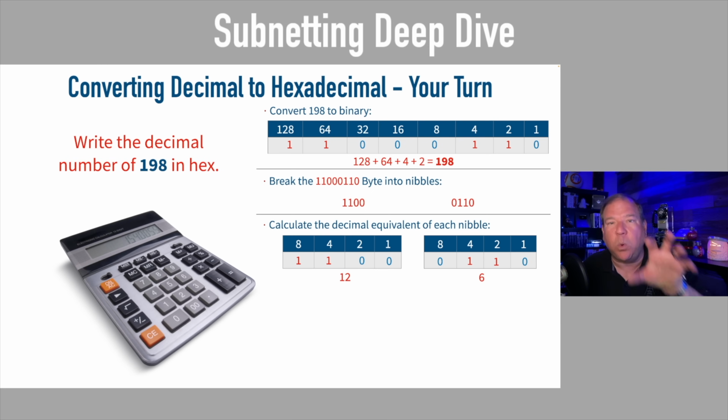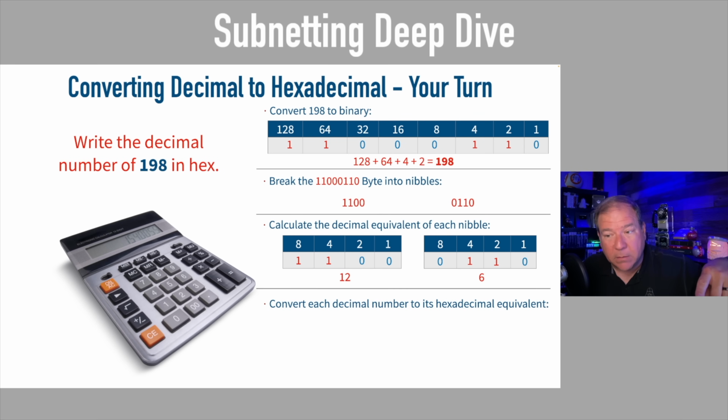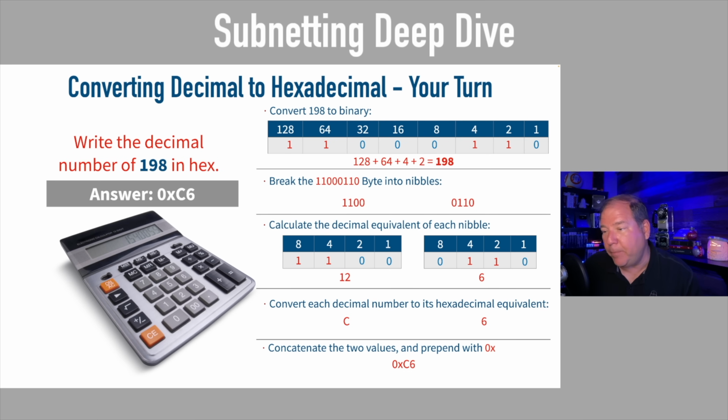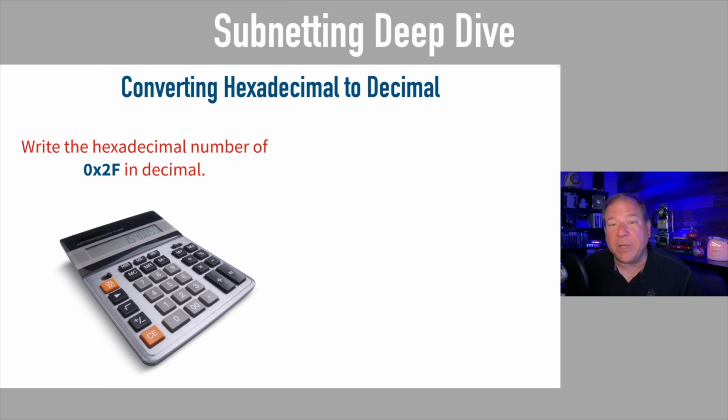Let's now convert the 12 into hex. If an A is 10 and a B is 11, then a 12 would be a C. So the 12 is a C and the 6 is simply a 6. And we prepend that with a 0x. So the answer is 0xC6. Most people got that correct, and Brian got it corrected as well. So 0xC6.